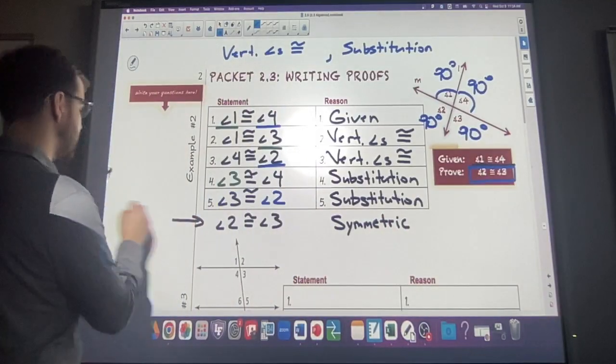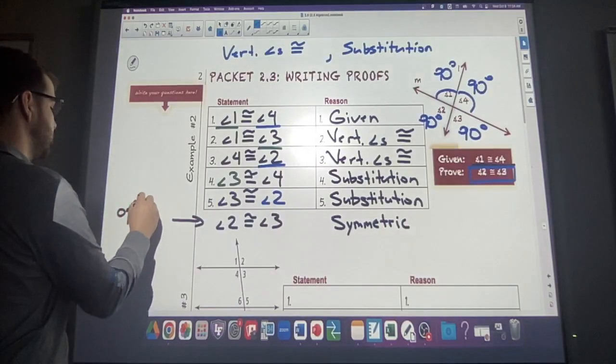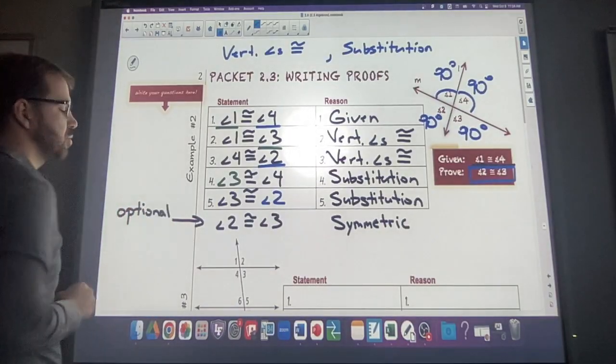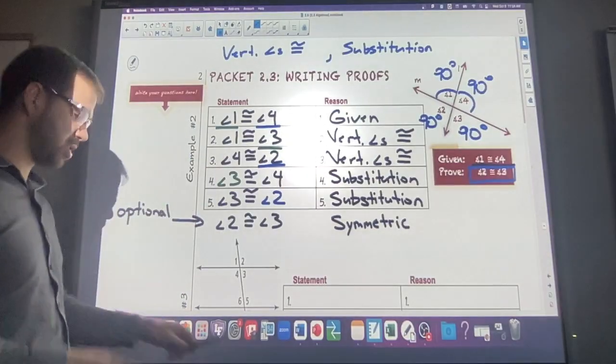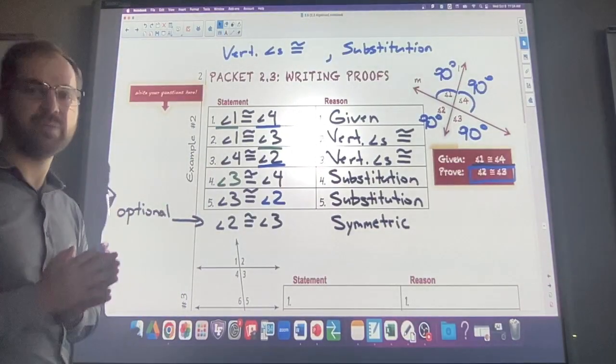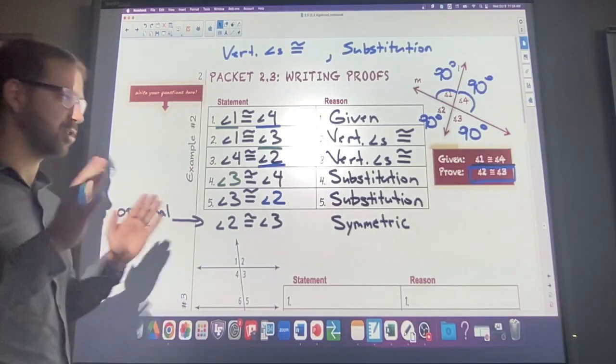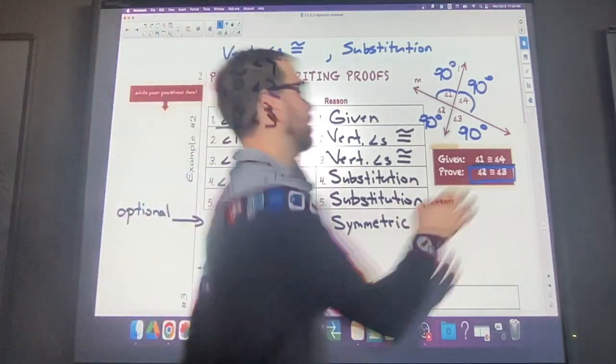And I will say that this step I consider optional. I don't really care too much if you have it or not, although it is nice to make it match what you're trying to prove. All right, so that's a geometric proof. All right, let's try another similar one, see how that goes.